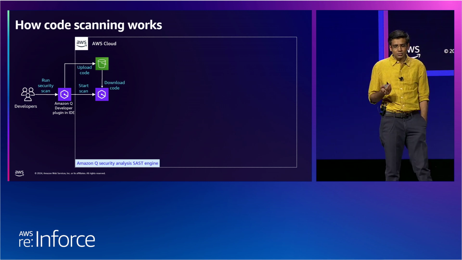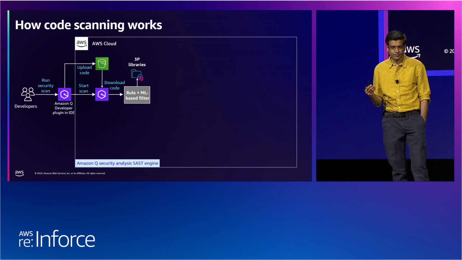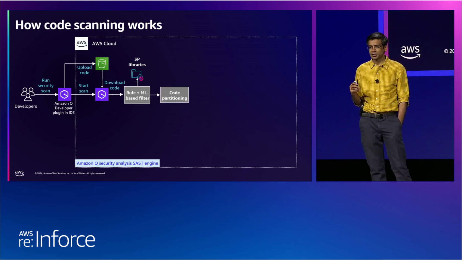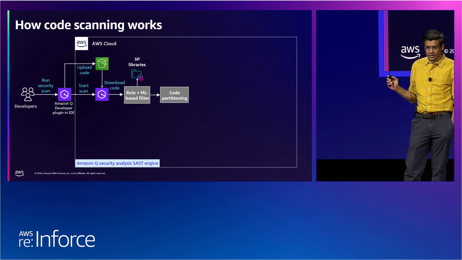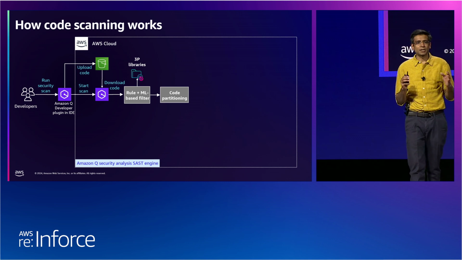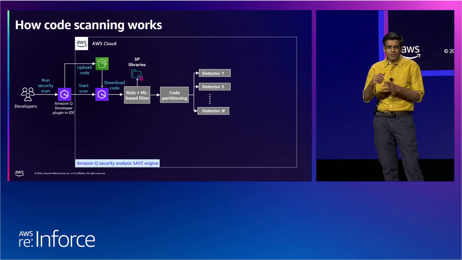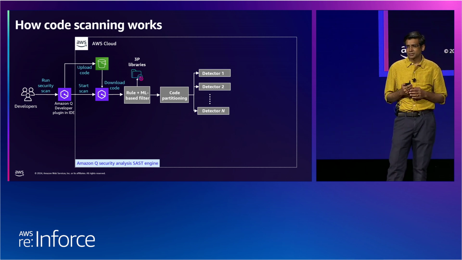The backend engine downloads the code and passes it through a combination of rule and ML-based filters. These filters identify 3P code, for instance, all the library code that is in the code artifacts, and pass the first-party code to the code partitioning engine. We'll dive into the code partitioning engine in the next slide, but at a high level, this engine partitions the code artifacts into smaller independent chunks of code that can be analyzed independently by the detectors that are powering the security analysis.